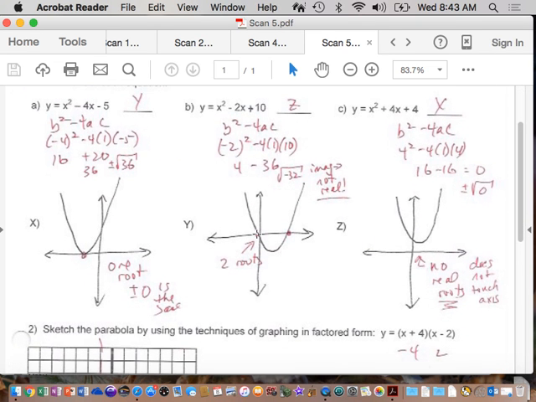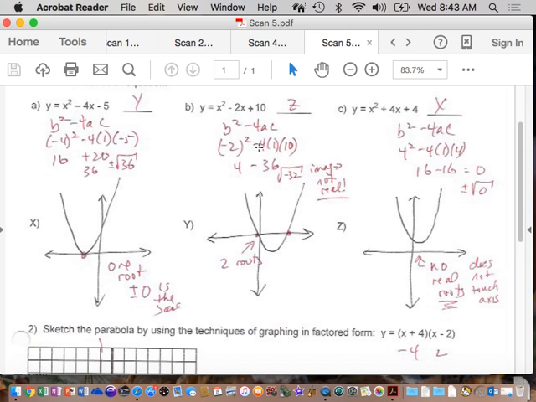Okay, as far as these values, y, z, x goes, every kid in the room who took the quiz got these right. So I'm going to move past these. Just very quickly, though, this is the square root of 36 when you do the discriminant, which means it would be plus or minus 6, which means there are two different roots. That's why it has to be y.